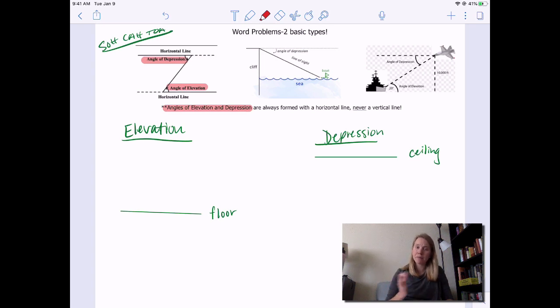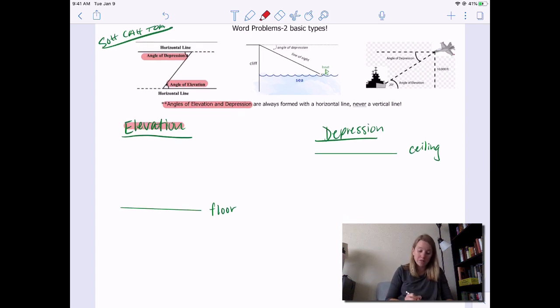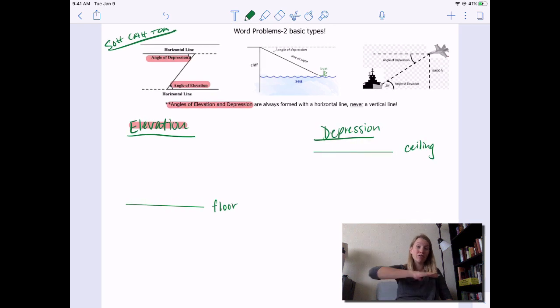You have to be able to tell what an angle of depression is versus an angle of elevation. What you're going to think is that your angles of elevation and depression always, always, always start from a horizontal line. For an angle of elevation, your horizontal line is going to be the floor. Your starting point is the floor, and then your angle elevates up from the floor. So here's the floor, and then I'm here. If you can see my iPad, my angle elevates up. My angle goes from the floor to up.